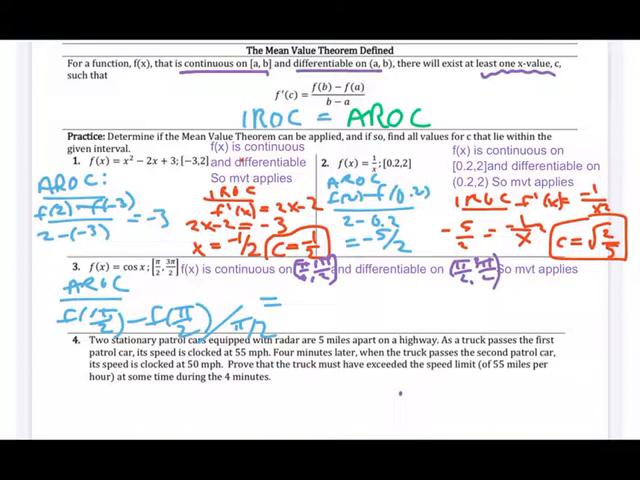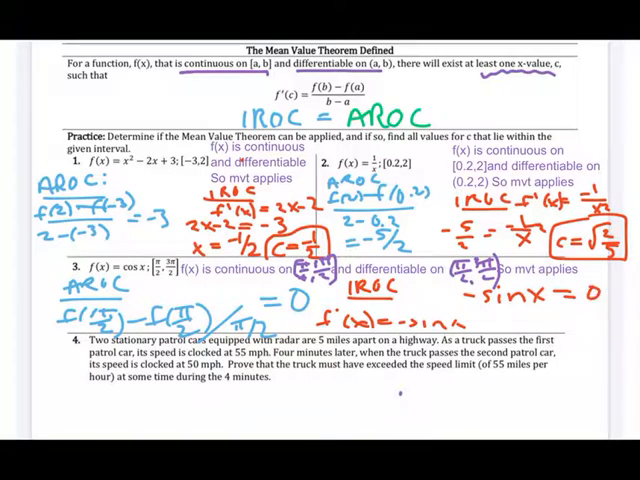This is going to give us 0 over pi over 2, which that whole thing is going to become 0. So the average rate of change is just 0. Next, we can find the instantaneous rate of change. The derivative of cosine of x is negative sine of x. So we're looking for when negative sine of x equals 0.